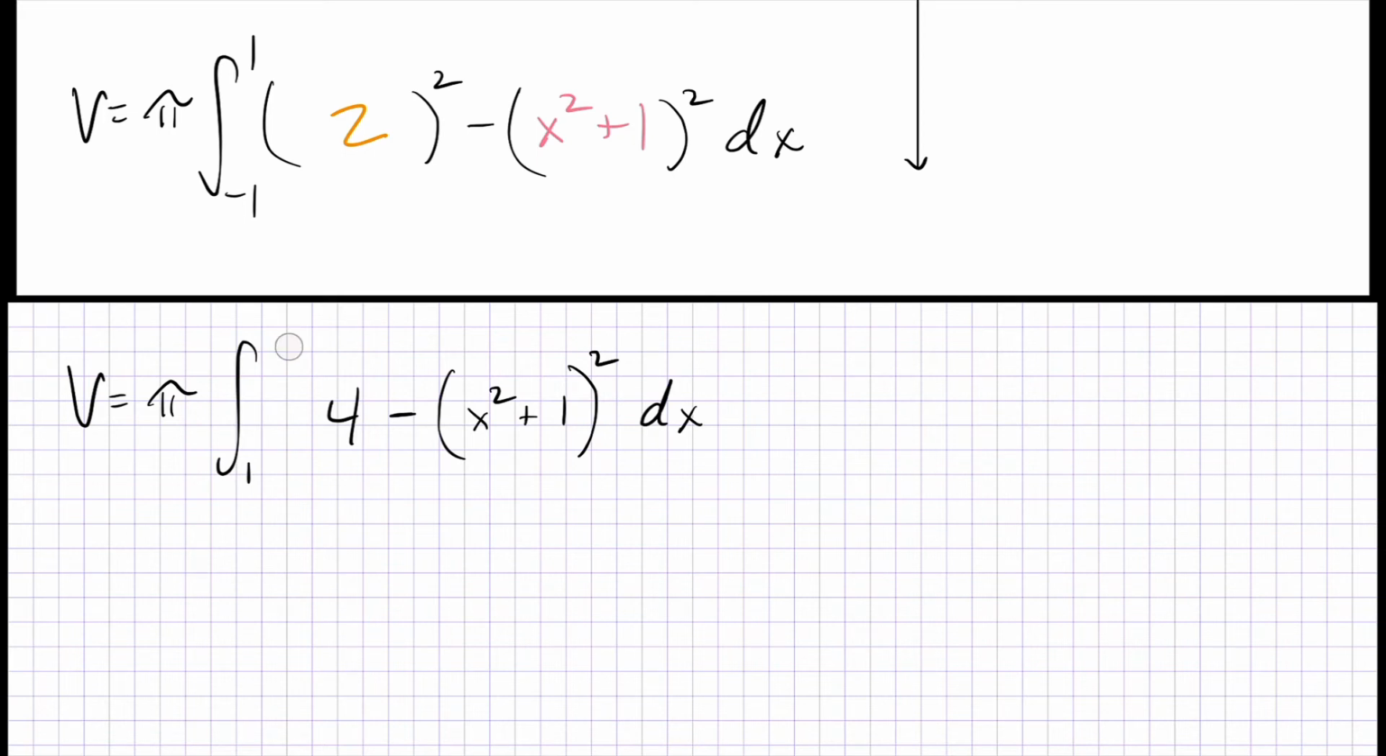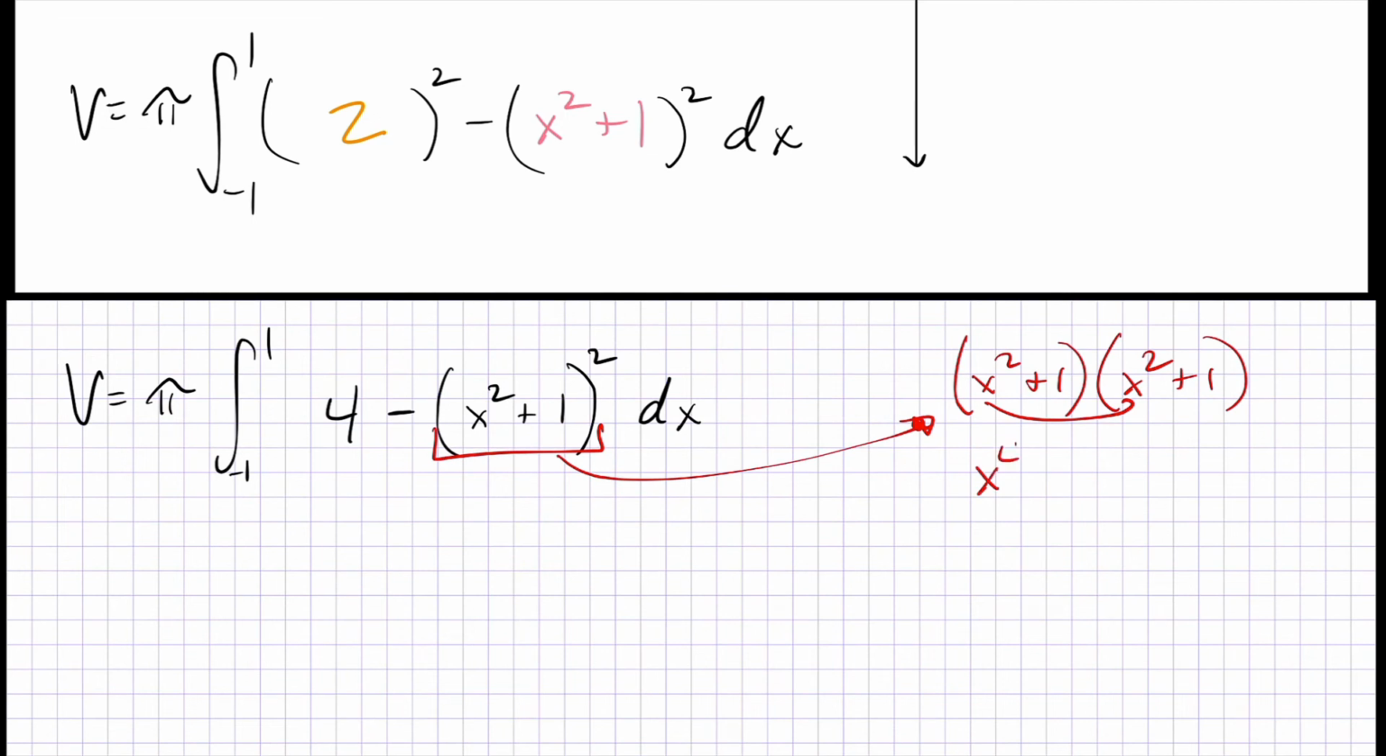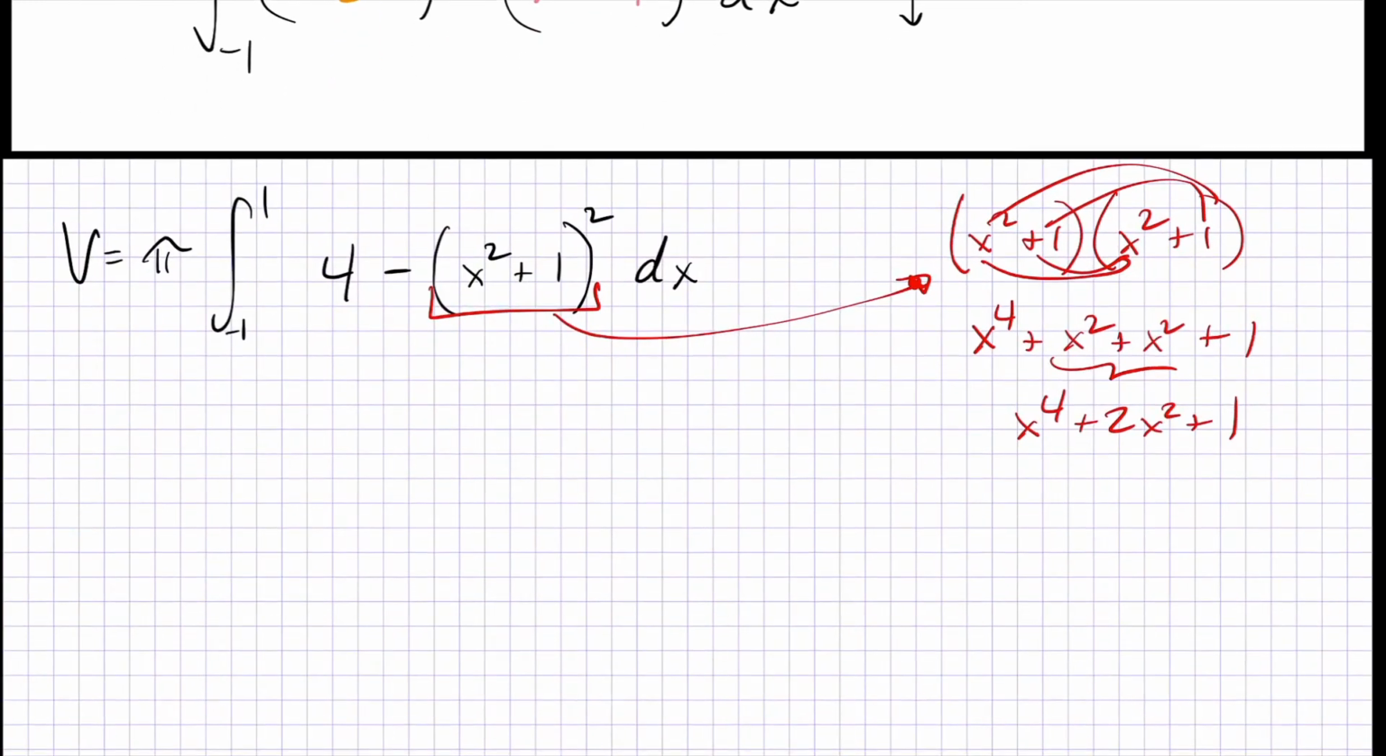Oh, did I change it? I don't know why. Thank you. Yes, it should say that. Okay. So what I'm going to do over here is multiply x squared plus 1 times x squared plus 1. First, x to the 4th. Outer, 1x squared. Inner, 1x squared. Last, plus 1. Combine these two, and you get x to the fourth plus 2x squared plus 1.